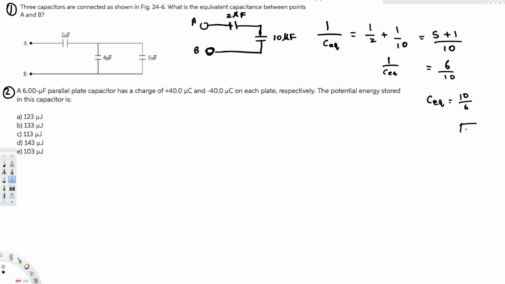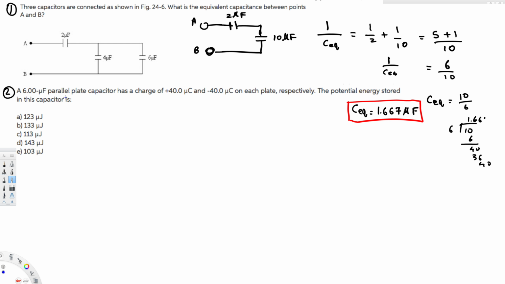If I divide 10 by 6, we know that's 6 right here, and 36, so this is going to be 4, and it just goes on and on like this, right? So we can say the equivalent capacitance is equal to 1.667, and that's going to be the final answer. And this is in microfarad, right? And let's look at the second question.